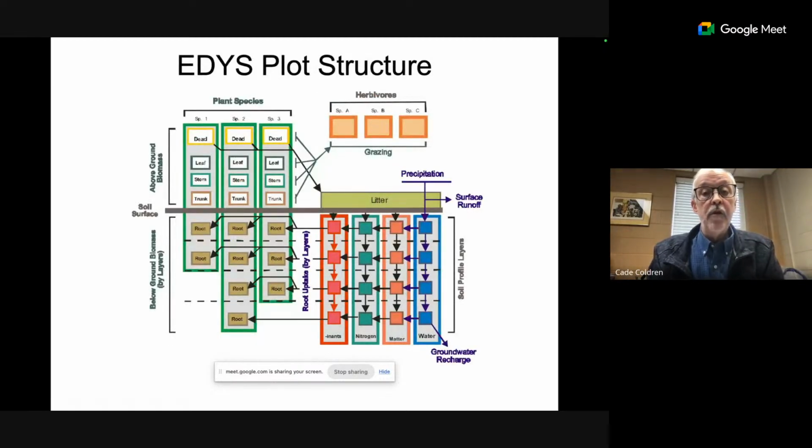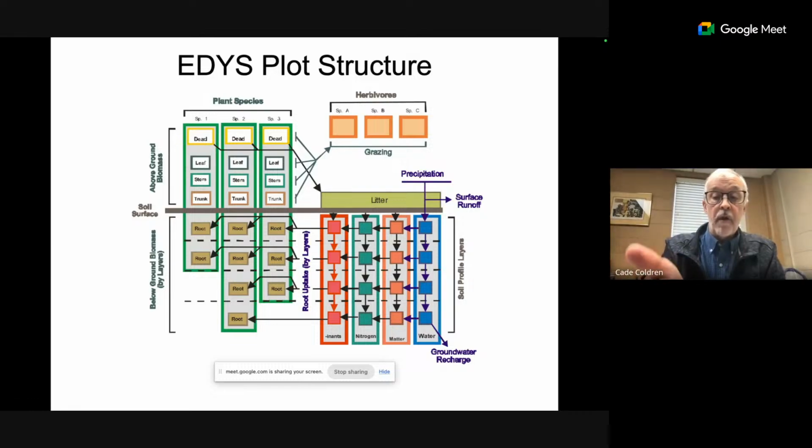And then here's the basic plot structure. This is a complicated diagram, but it's an oversimplification of what we have in the model. In the middle, we've got a soil surface. Below that are different soil layers. I've got 4 illustrated. We typically go to 35 in order to capture those dynamics more appropriately.